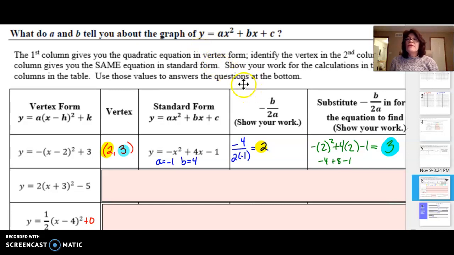Okay, guys, I sort of got cut off in my video part one. So let's go back and make sure you understand. Guys, we're graphing quadratics instead of in vertex form.